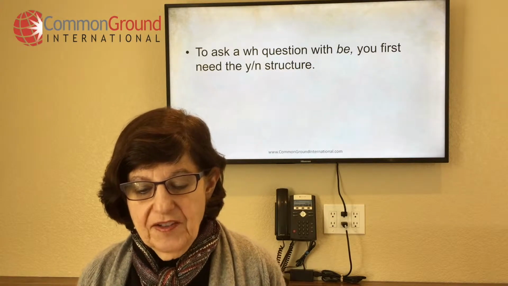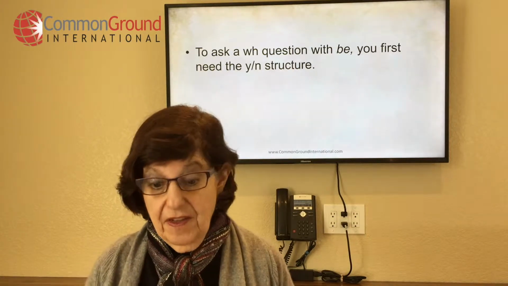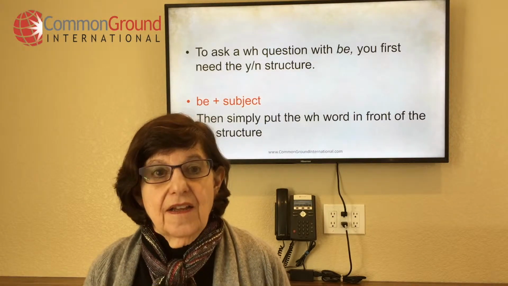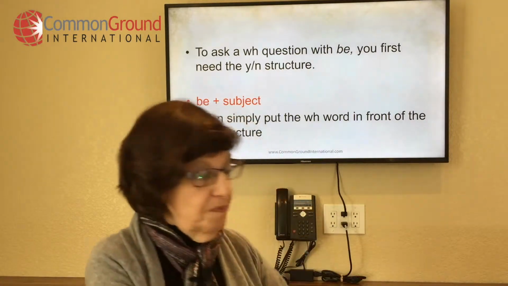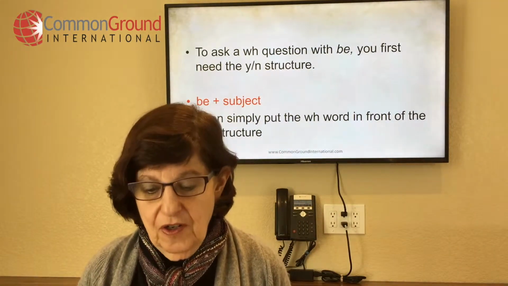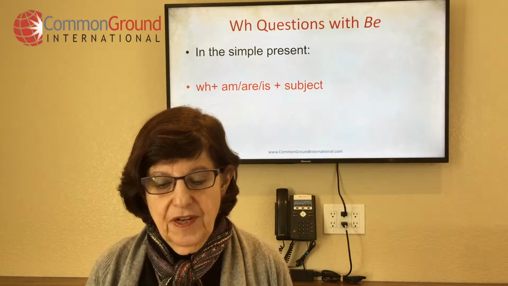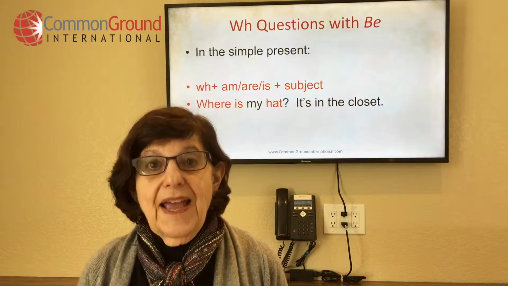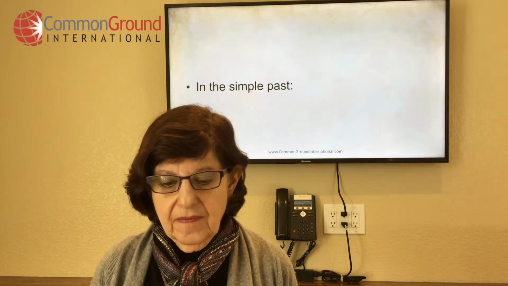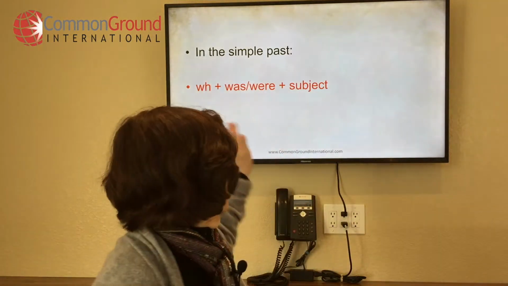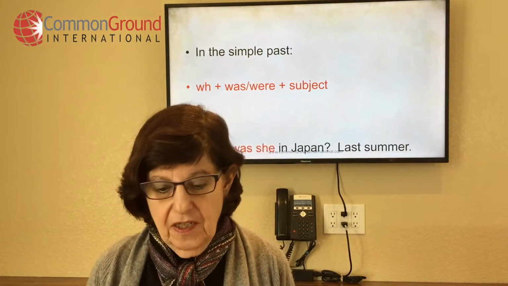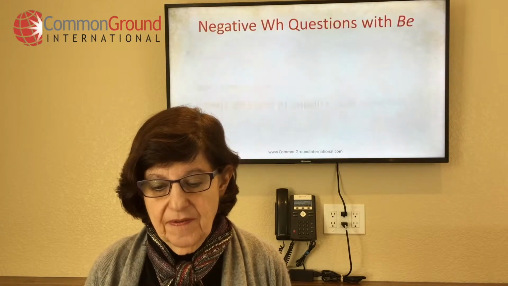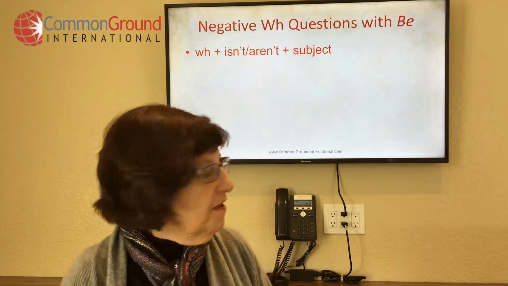To ask a WH question with be, first you have to have the yes-no structure. Be plus subject. You have the yes-no structure. Then you just put the WH word in front of the yes-no structure. In the simple present, WH plus am, is, or are plus the subject. Where is my hat? In the closet. In the simple past, WH plus was or were plus the subject. When was she in Japan? Last summer.